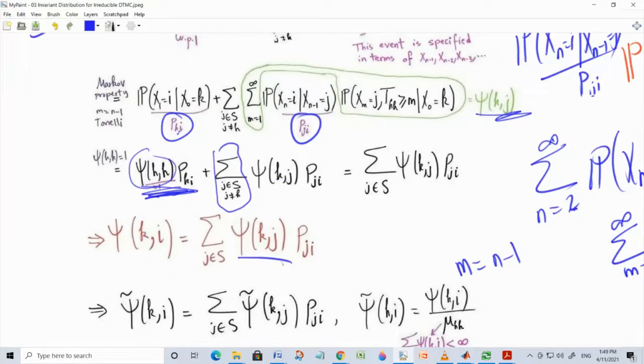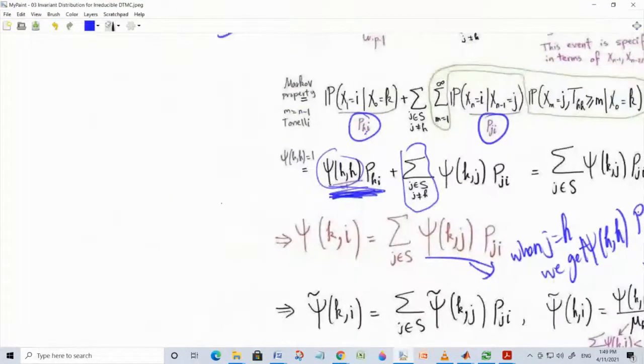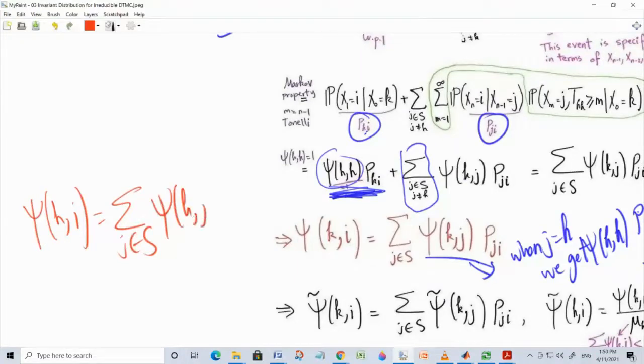Again, because when j is equal to k, we get psi_kk, which is 1, and then b_ki. So this term can be recombined with this summation, and we get this very important equation: psi of k i is equal to the summation over j in S of psi of k j times b_ji.